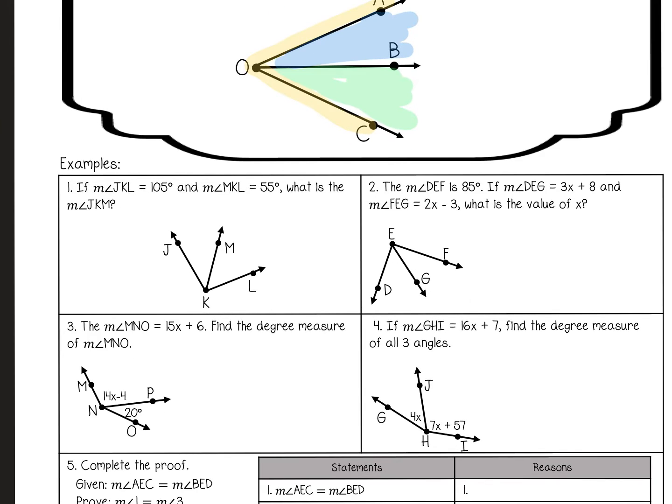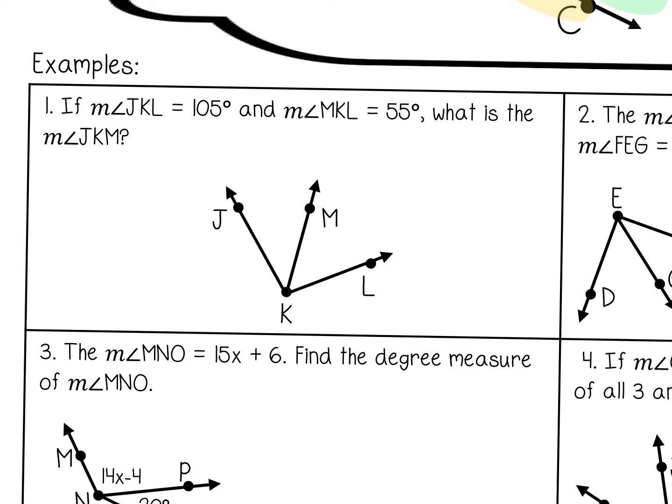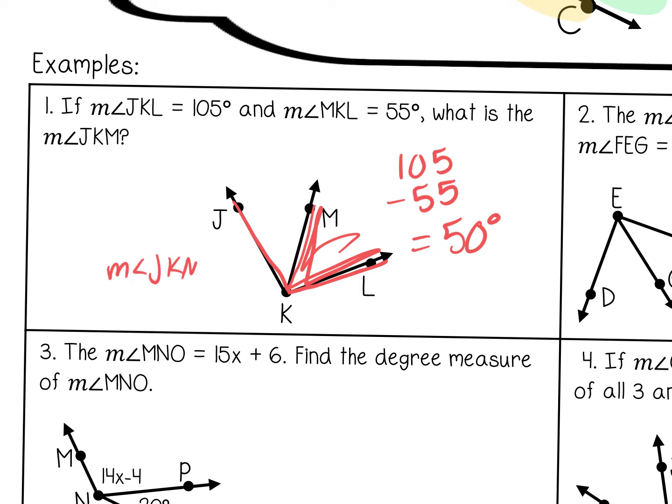All right, so let's move on to our examples here. Example 1. If JKL, our entire angle, is 105 degrees, and MKL, this piece here, is 55, what is the other piece? So we'll subtract those two. 105 minus 55 is 50. So the measure of JKM is 50 degrees. Take the whole, subtract the part to get the other part.